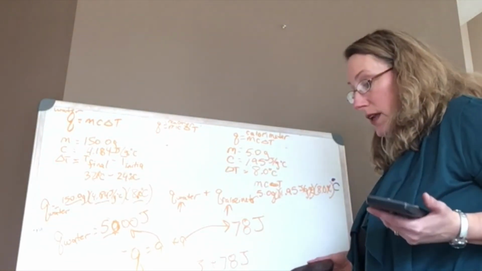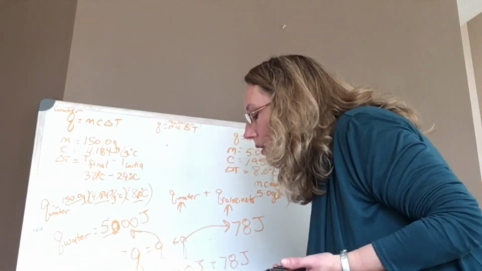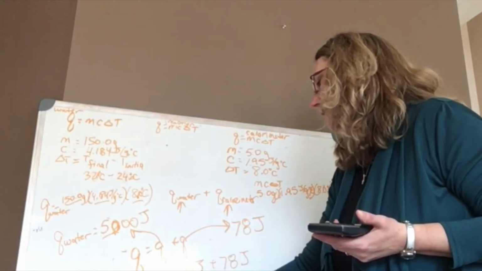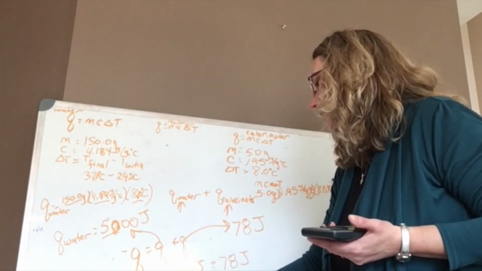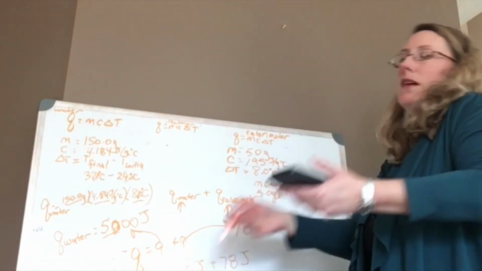Okay, so am I done? Well, the problem said how much heat was released. So is this how much heat is released? Yes, it is. So it's in joules. So that's a negative Q, so really it's negative because it's coming off.